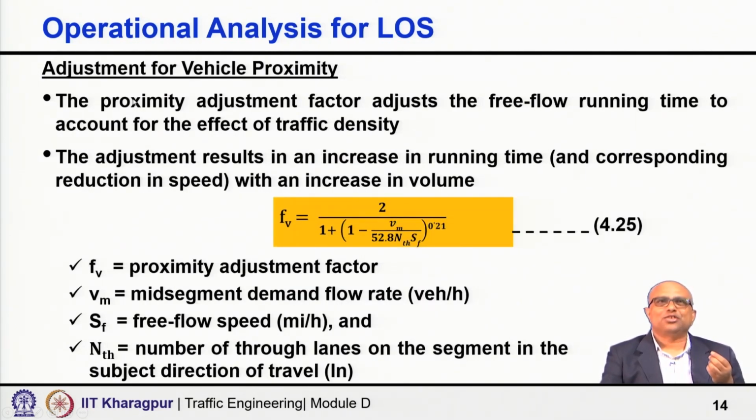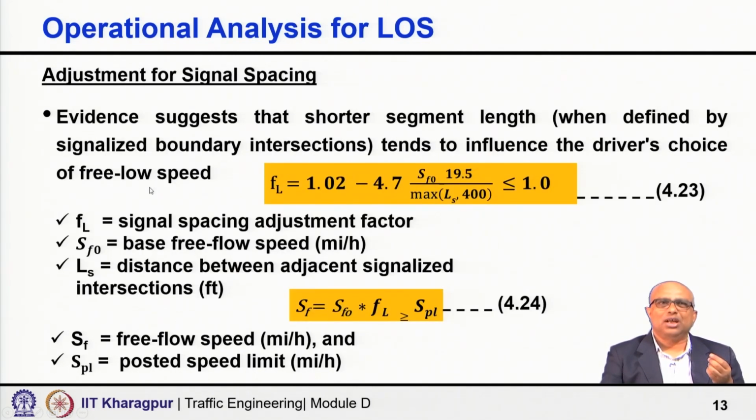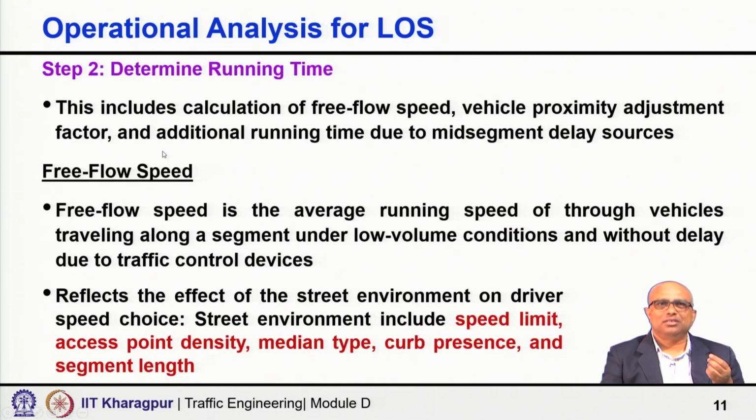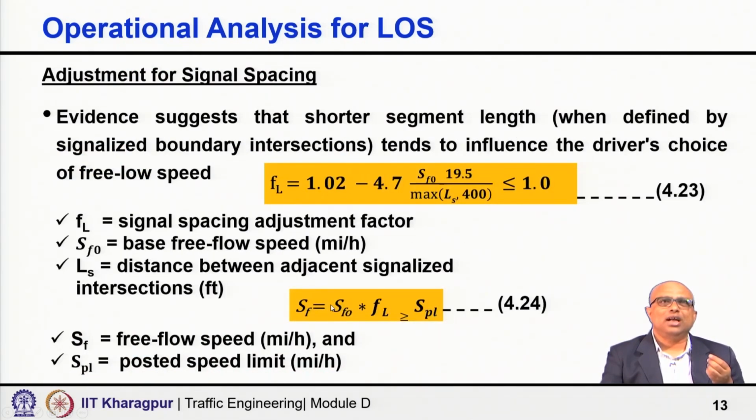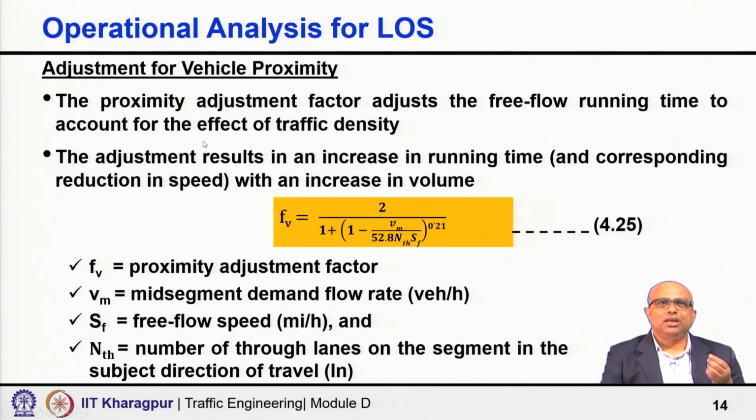Now, the next adjustment we need to do is for the vehicle. So, this was the free flow speed part. Then comes the vehicle proximity adjustment factor. What is that? The vehicle proximity adjustment factor takes care of another component. It adjusts the free flow running time, whatever the free flow speed and the corresponding running time is. We are now adjusting that to account for the effect of traffic density.